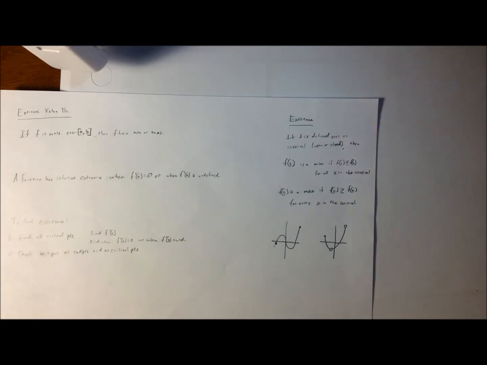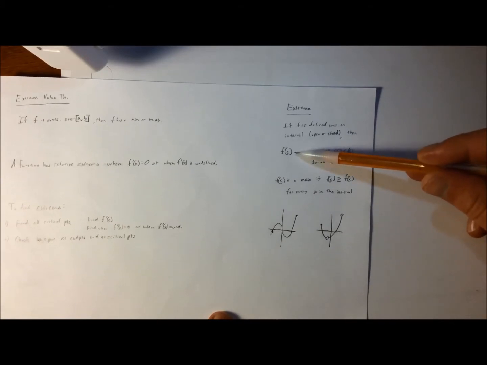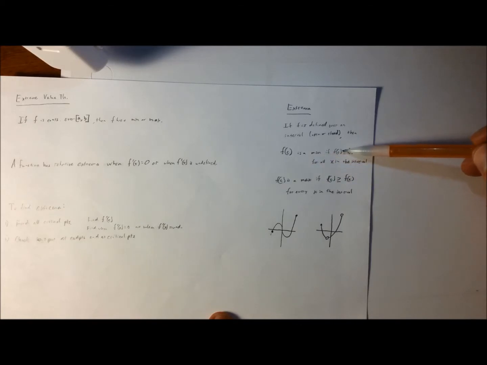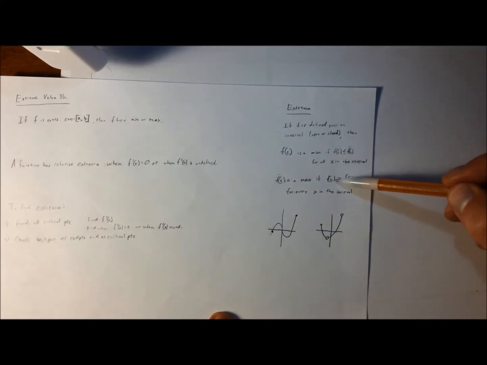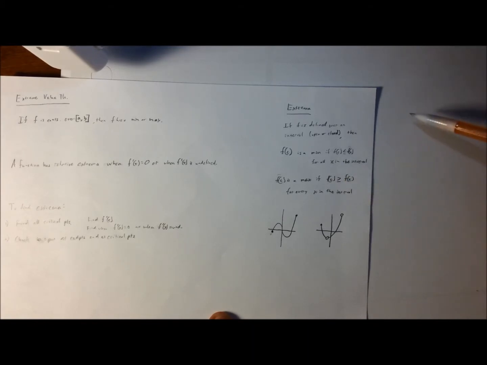First, to find extrema, we just need a little definition here. If f is defined over an interval, open or closed, then f of c is a minimum, that's just the y value at point c, if f of c is less than or equal to all the other f of x's in the interval. That's basically saying this y value is lower than all the other y values. Pretty simple, pretty straightforward. Same thing for a maximum. f of c is a maximum if f of c, or the y value, is greater than all the other y values in the interval.